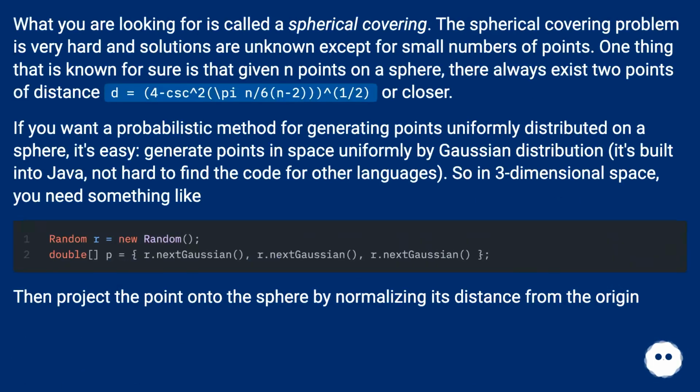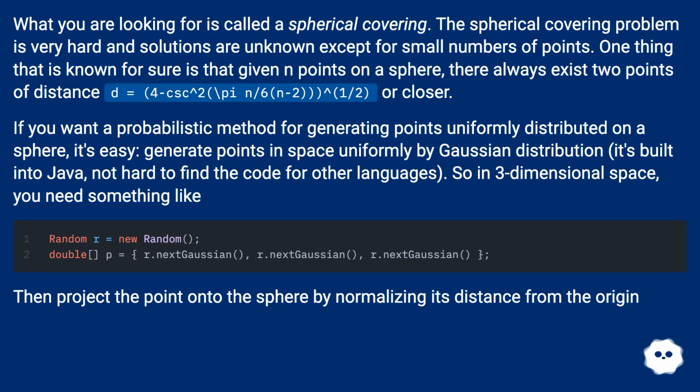What you are looking for is called a spherical covering. The spherical covering problem is very hard, and solutions are unknown except for small numbers of points. One thing that is known for sure is that given n points on a sphere, there always exist 2 points of distance d = 4 csc^2(πn/(6(n-2)))^(1/2) or closer.